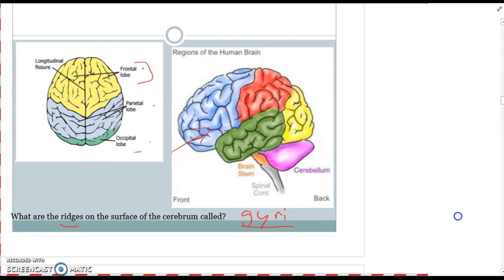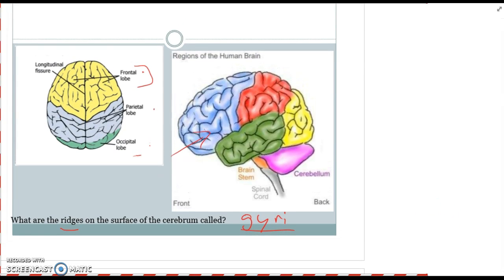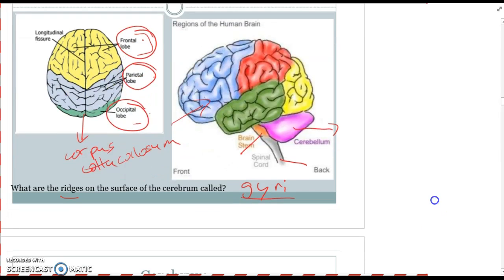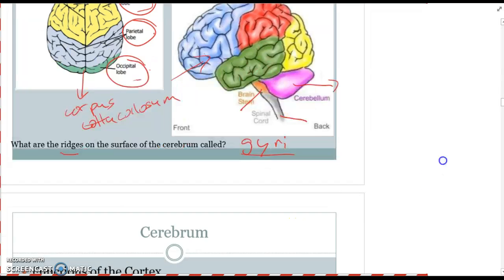You definitely should know where the cerebellum is, where the brainstem is, where the spinal cord is. I would definitely say frontal, parietal is in the middle, and occipital is in the back. And then here, make sure you remember the corpus callosum. I'm spelling that wrong. Remember, it's the thing that connects one hemisphere to the other hemisphere. And the ridges, I don't know what you call those, the sort of folds on the brain. Remember, those are the gyri.